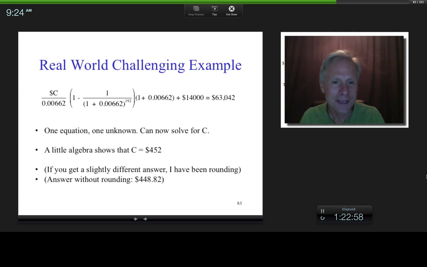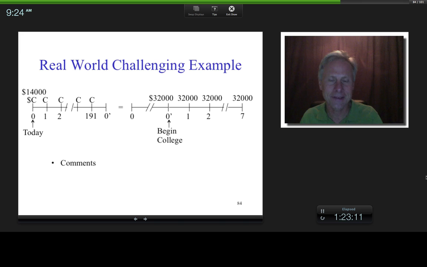And by the way, if you get a slightly different answer, I've been rounding as we've been going through this problem. An answer without rounding is what you see right there. So about $449.